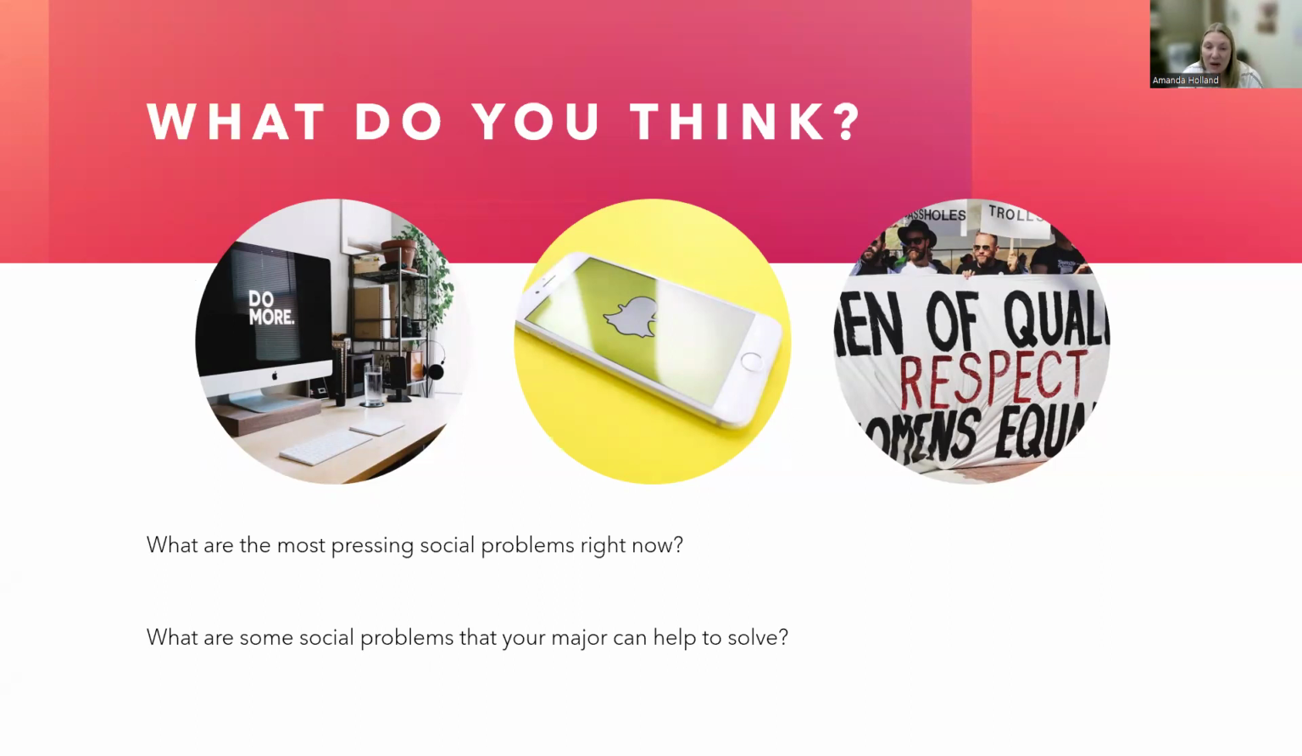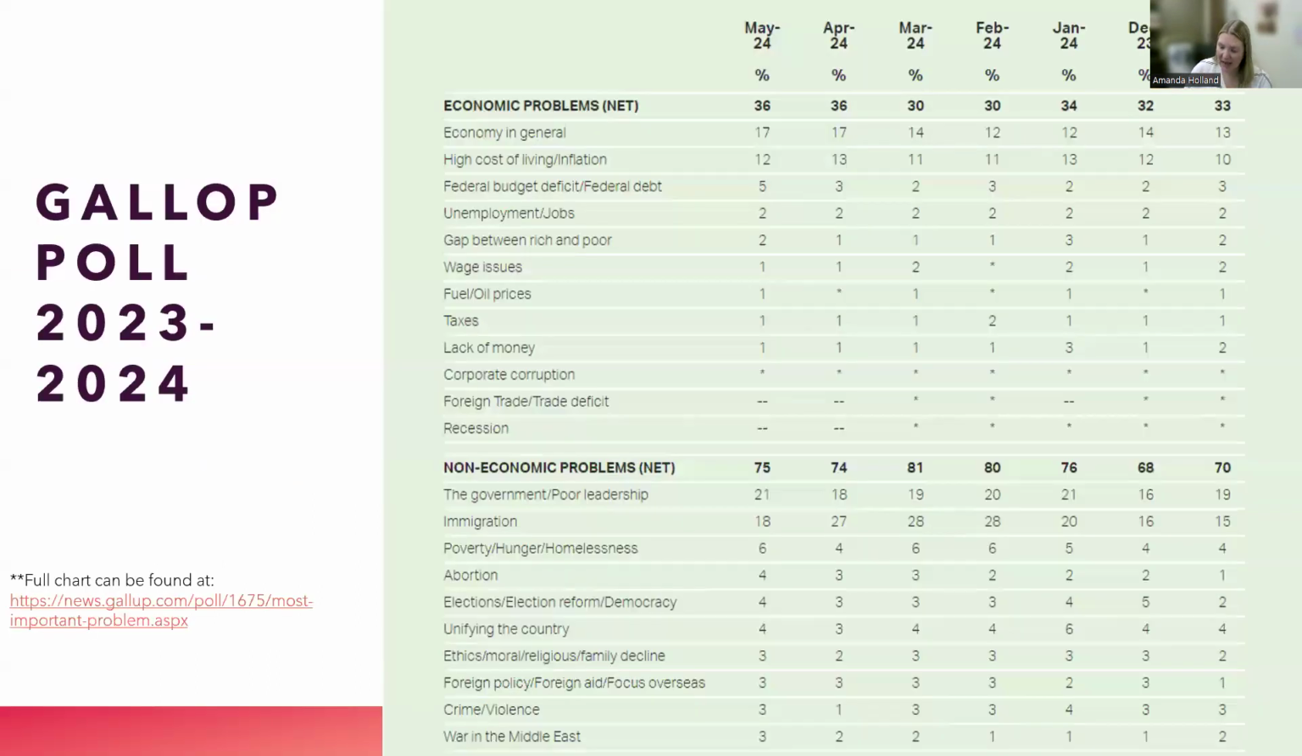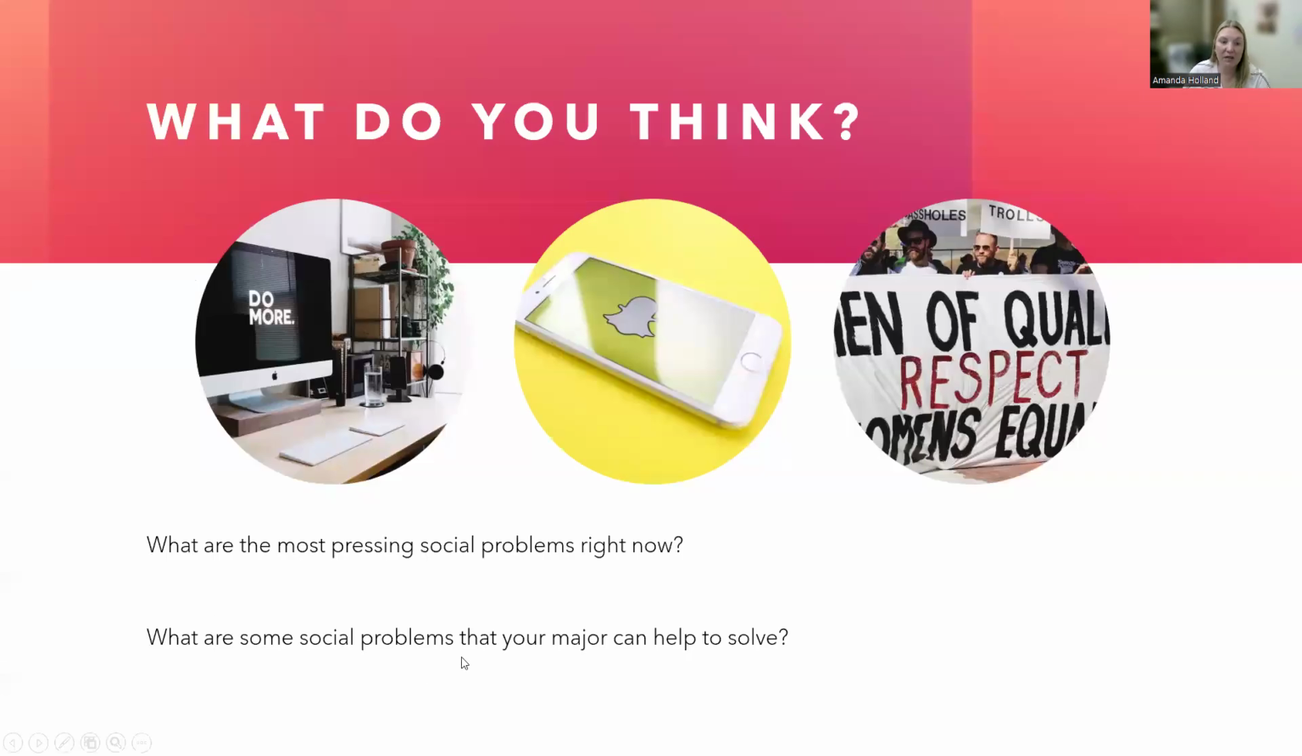So what are the most pressing social problems? Write that down on your piece of paper. And then let's think about what are some social problems that your major can help solve. If you are a nutrition major, what is a social problem that you can actually help solve? Think through it. Pause if you need to. Answer these two questions on your piece of paper where you just put those other problems.